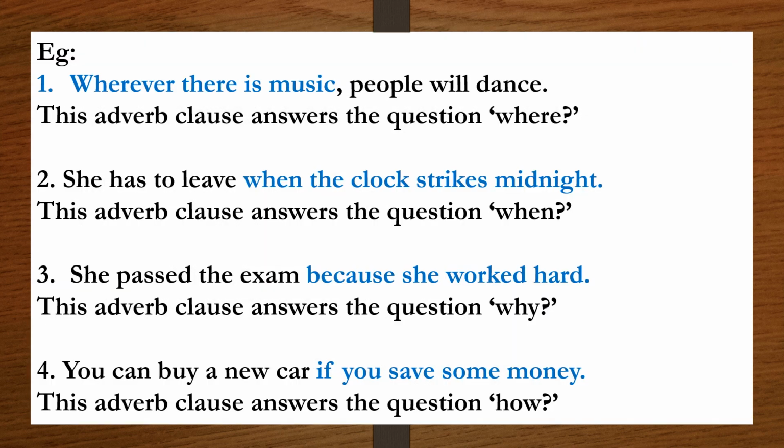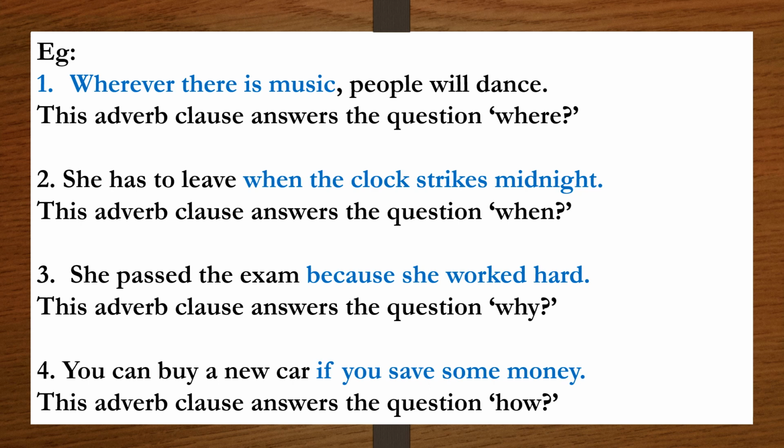For example, look at the sentence: wherever there is music, people will dance. The group of words wherever there is music is an adverb clause as it answers the question where. The second sentence: she has to leave when the clock strikes midnight. The group of words when the clock strikes midnight is an adverb clause as it answers the question when.